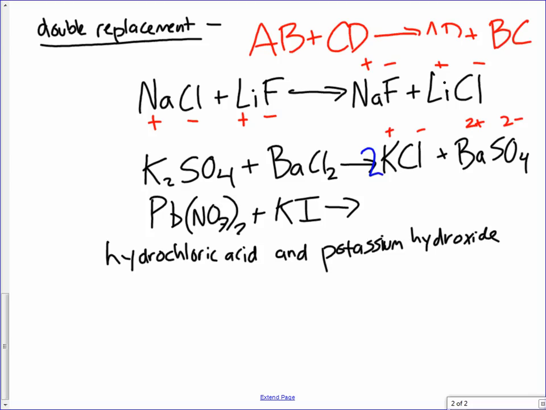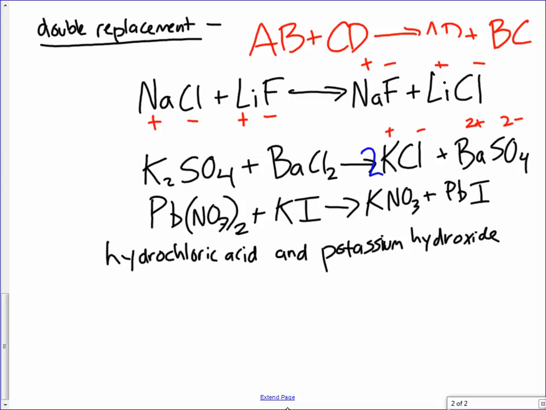Okay, so next one, lead nitrate and potassium iodide. We've done this one before. Fix my ugly number there. All right. The product, if we switch them, is going to be potassium with nitrate. Remember, nitrate stays together, it's an ion in and of itself. And we've got lead iodide.